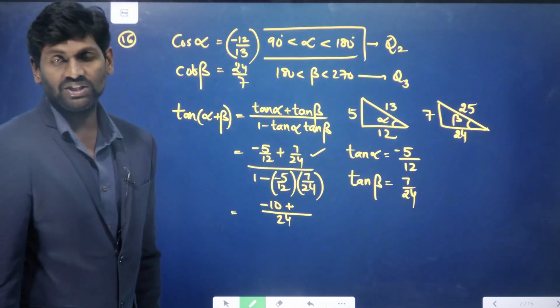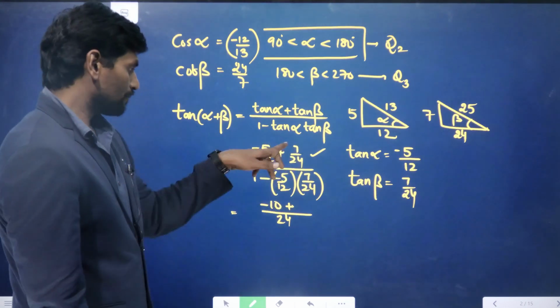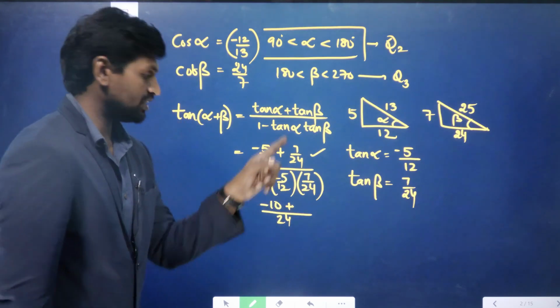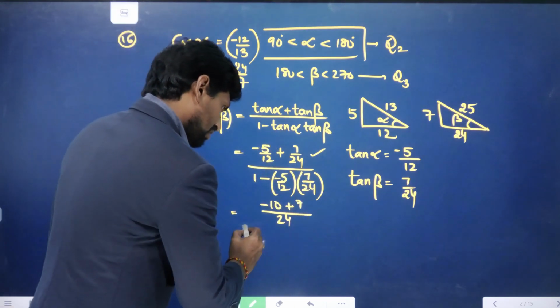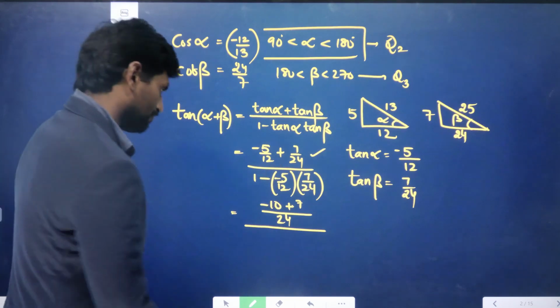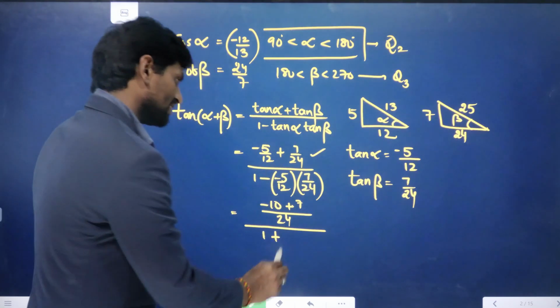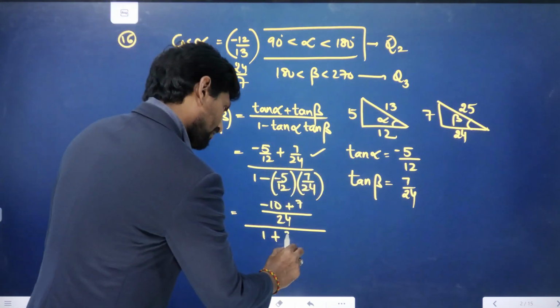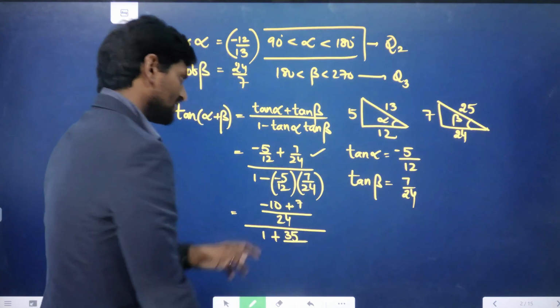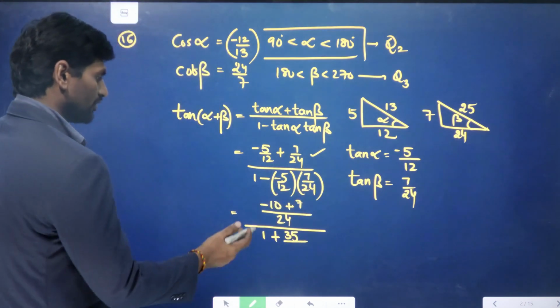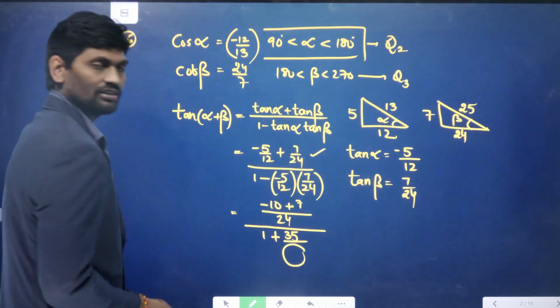7 by 24. 7 by 24 means 24 table, 24 1 time. 1 7s are 7. Whole divided by here, minus into minus become plus. So we can write 1 plus 5 7s 35. And there is no cancellation here. 12 into 24 you need to multiply. Some value will be there.